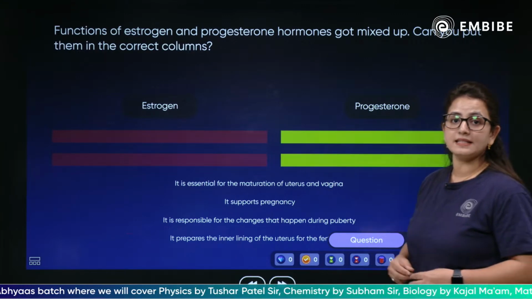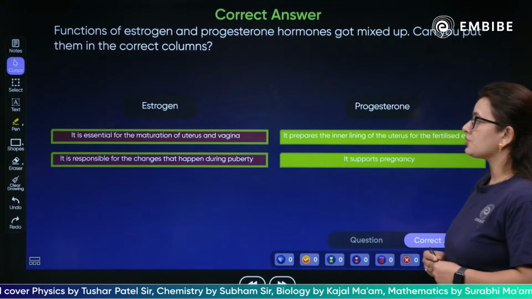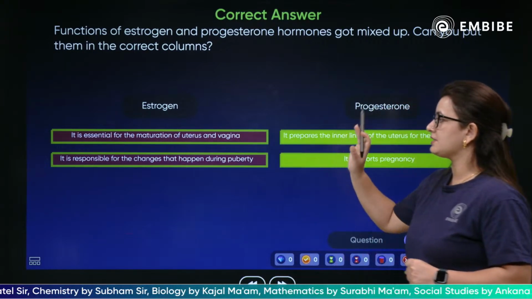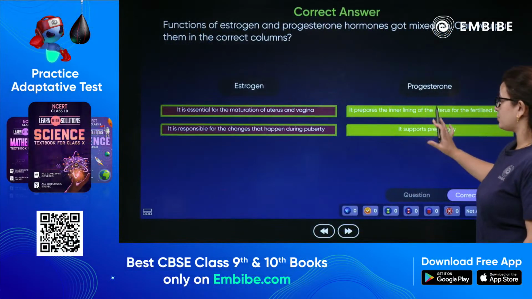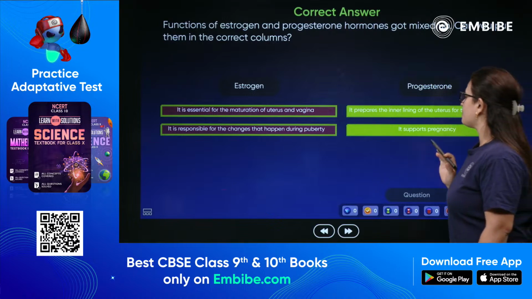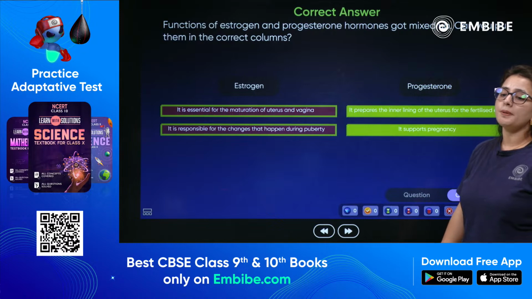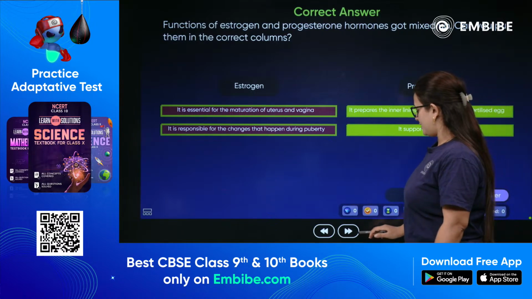Yes, come on, quickly answer this. What is the correct answer? Correct. The function of estrogen is that it is essential for the maturation of the uterus and the vagina. It is responsible for the changes happening during puberty, the secondary sexual characteristics. Next, progesterone prepares the inner lining of the uterus for fertilization and supports the pregnancy. These are the functions of progesterone and estrogen.